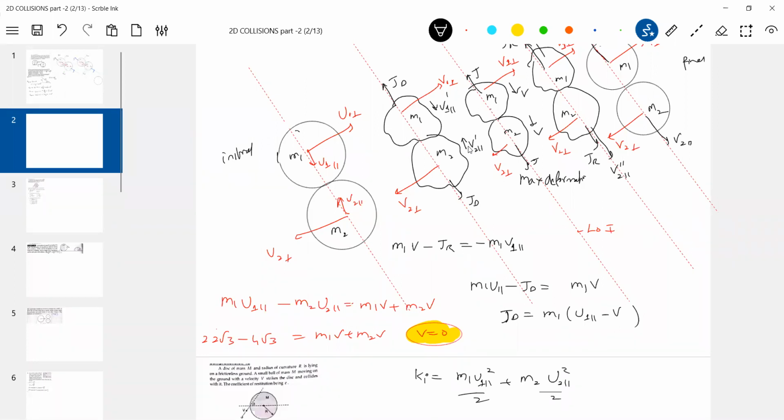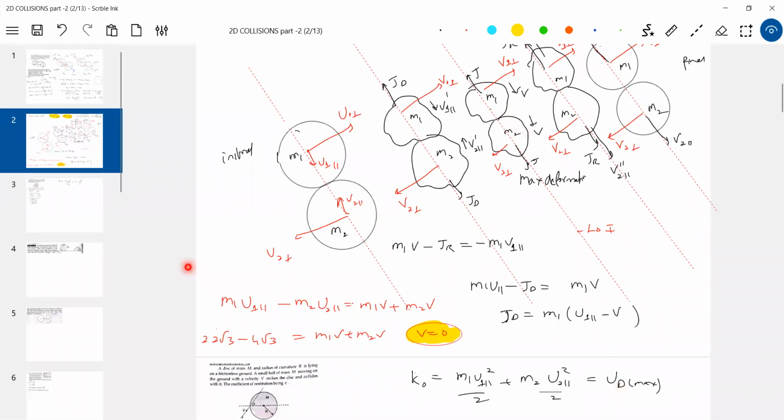At maximum deformation, what is the kinetic energy? V is 0, no? So all the initial kinetic energy got converted into, I think this is not right, K naught, because u1 perpendicular and u2 perpendicular should not come into this picture. So this should be equal to the maximum deformation energy, because finally both objects have common velocity 0, so the kinetic energy is 0. So the kinetic energy due to speed along the line of impact, that only got converted into deformation energy.